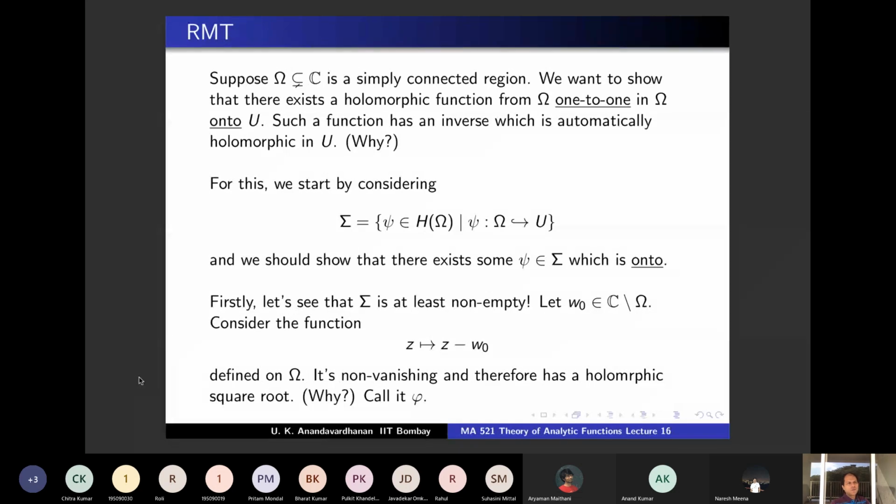Because phi square of z is z minus w naught, and z minus w naught is of course 1 to 1. So if phi of z1 is phi of z2, then phi of z1 square is phi of z2 square. So z1 minus w naught is z2 minus w naught, therefore z1 is z2. So phi is 1 to 1.